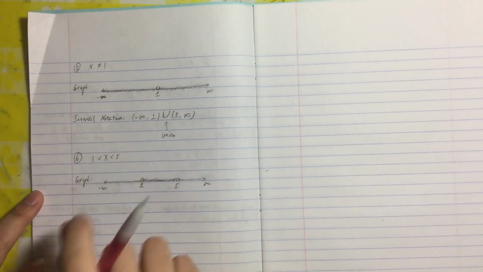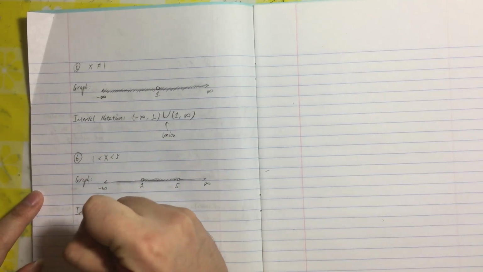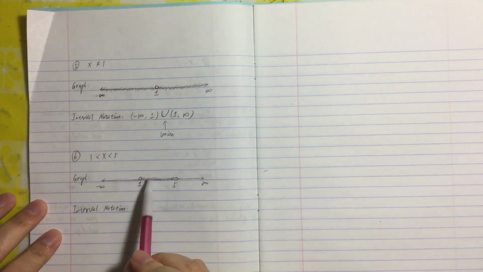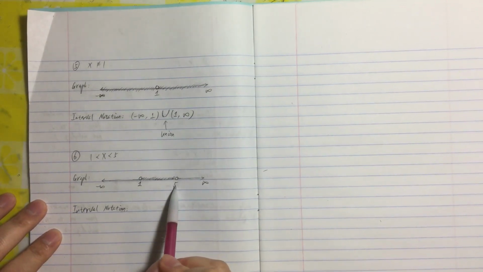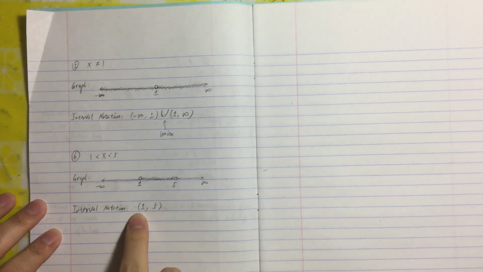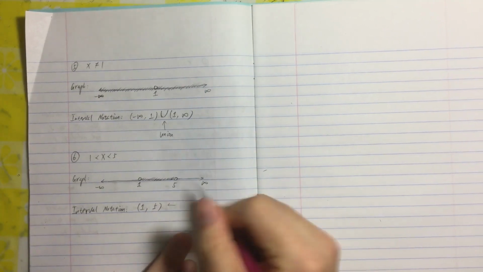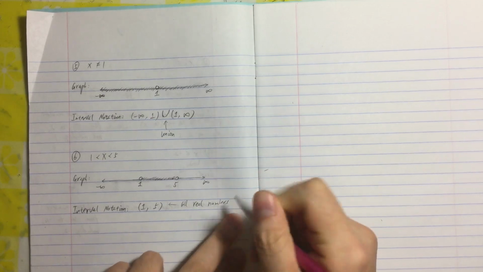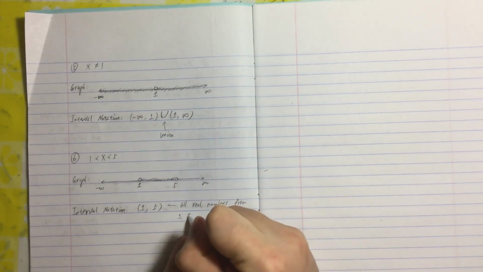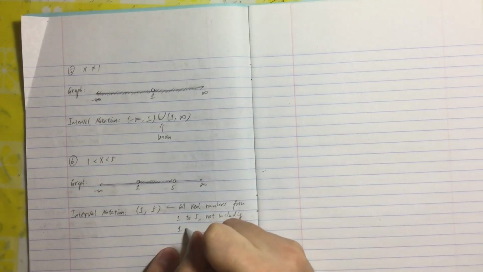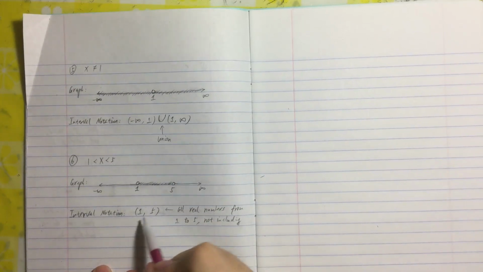Now, how do we write this inequality using interval notation? For the shaded region here, the left endpoint is 1, right endpoint is 5, and they are not included. If they are not included, we use parentheses. This interval notation means all real numbers from 1 to 5, not including 1 and 5. Parentheses mean endpoints are not included.